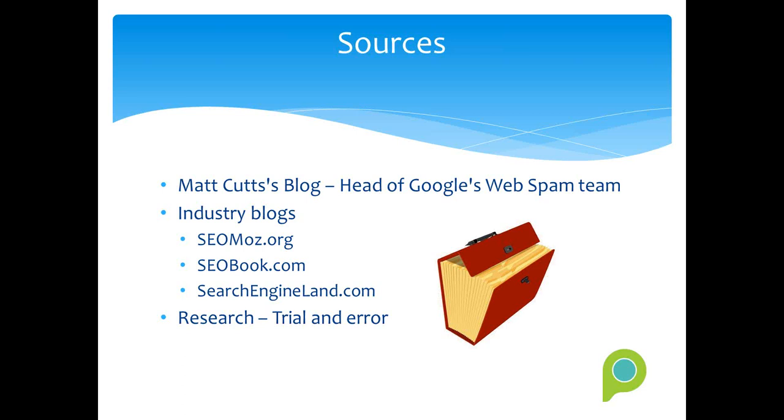And finally, research. No one ever fully knows the Google algorithm unless they work for Google, so sometimes it really comes down to trial and error. We try and change something on the website, we wait 2 to 3 weeks, we see how Google accepts our change, and then we move on to the next thing. And this, like I say, is a lot of what generates the industry blogs, this trial and error effort.